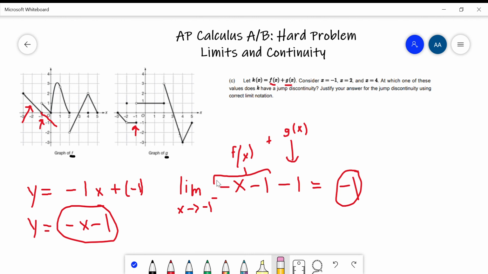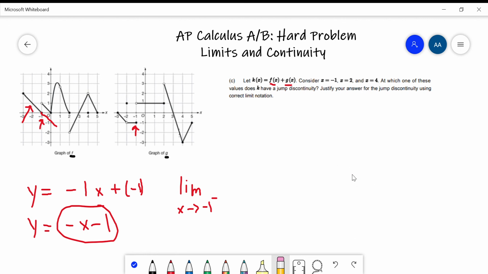So if we were to take the limit of k of x, you can solve it in there. You can go a few seconds back and check that, hey, was it really -1? And then I'm going to write it down right here: the limit as x approaches -1 on the left hand side of k of x is equal to -1. Now let's solve it for the right hand side, and let's see what we get.